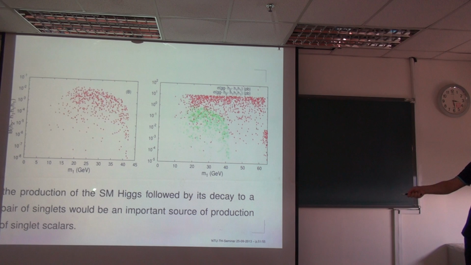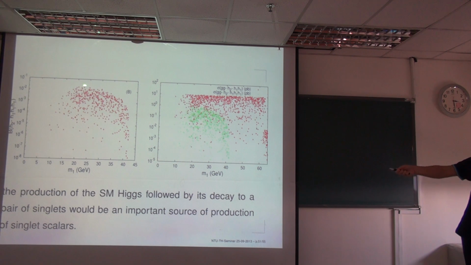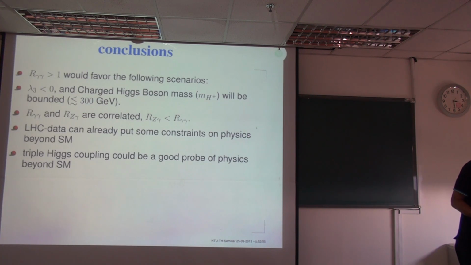The production of the standard model Higgs, followed by its decay to a pair of singlets, would be an important production of the singlet scalar. That was one of the important points. And also, you can have this decay: H2 can decay to 3 H1 if they are lighter than, say, 40 GeV. This branch ratio is of the order of 10 to the minus 2. Since this one is standard model-like, this also can be measured, maybe with high luminosity at the LHC. It's possible to measure this kind of branch ratio. So to conclude, I already took maybe 10 minutes.